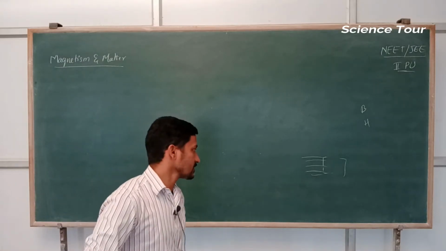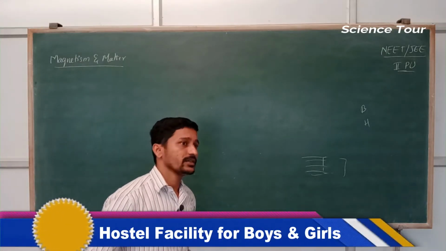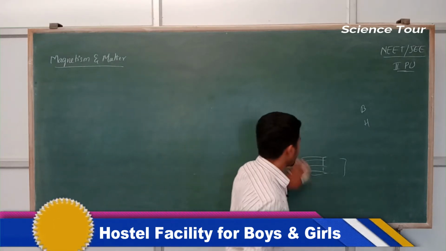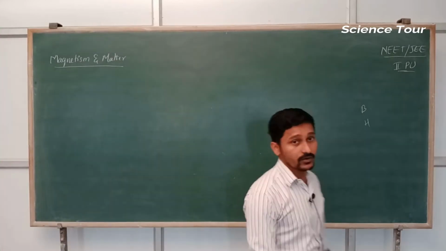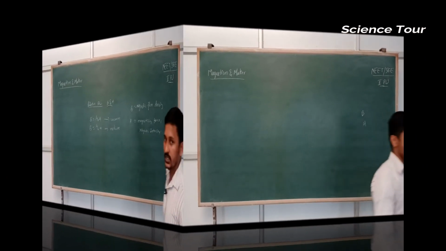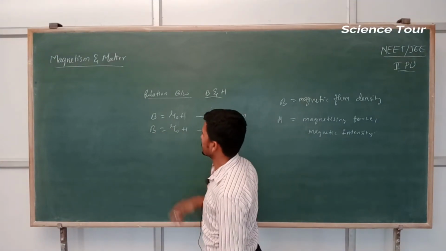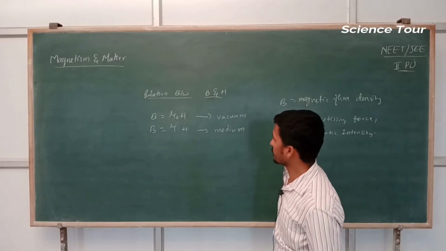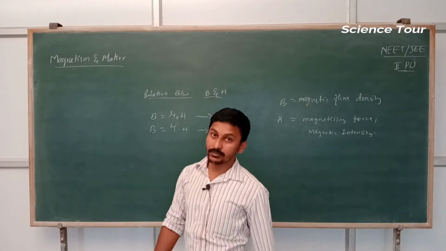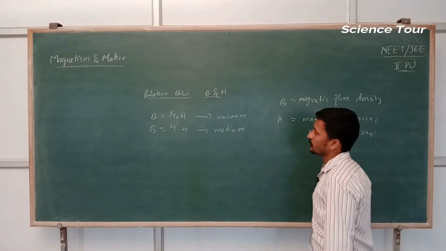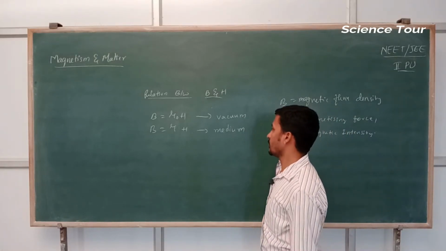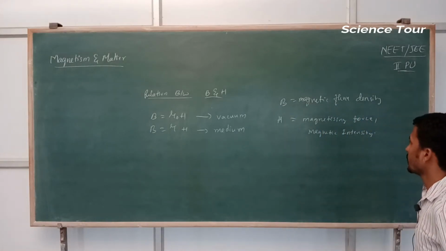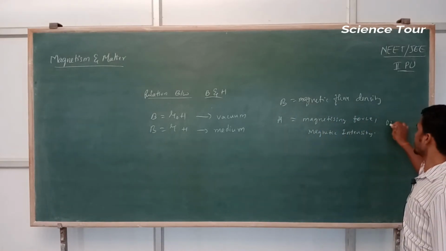Intensity of magnetization means how much it can magnetize. So we are going to write down the relation of that. You can write down that magnetic flux density B is equal to mu naught into H for vacuum, and mu into H for the medium. Mu naught is the permeability of free space, mu is the permeability of the medium, and H is the magnetizing force or magnetic intensity.